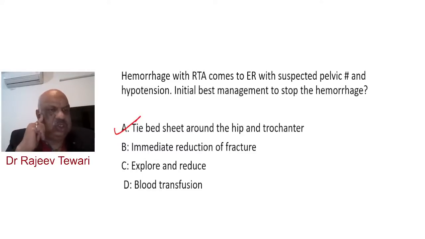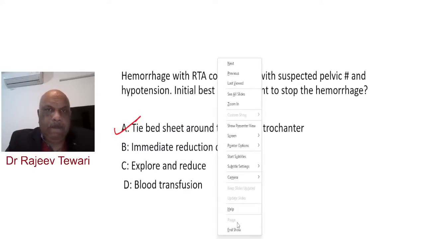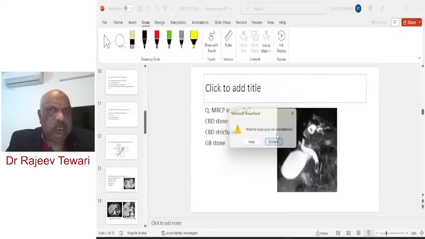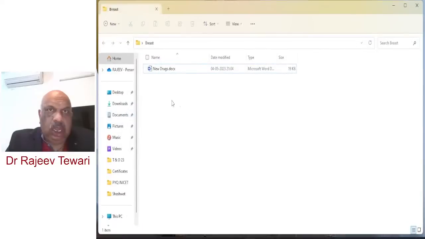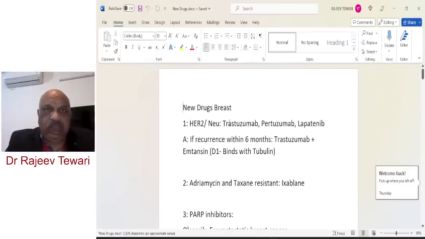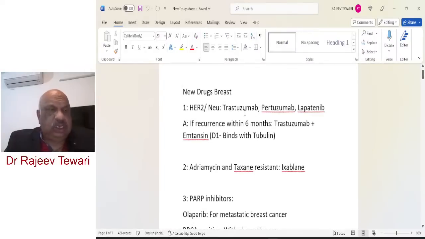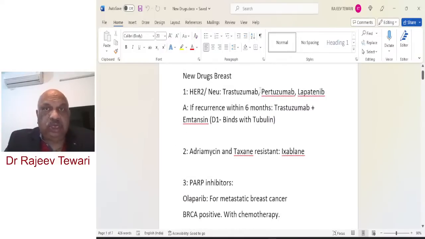Drug of choice, trastuzumab resistant HER2. Can you tell me the option, Ramkishore? Was there a question on emtansine, HER2 emtansine? What was the option? You have to tell me the option. Breast I have taken very few lectures, but in some places I have taken breast. So I told you the new drugs for breast cancer. HER2 new: trastuzumab, pertuzumab. If recurrence within 6 months, then you give trastuzumab emtansine.